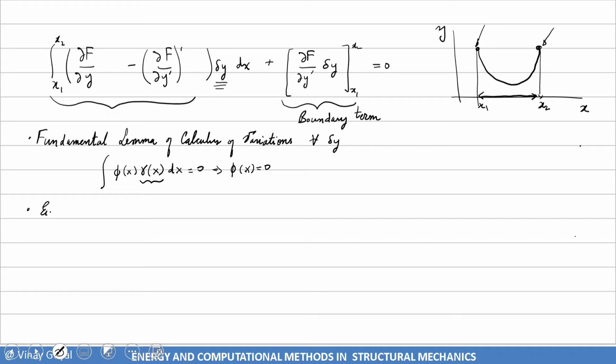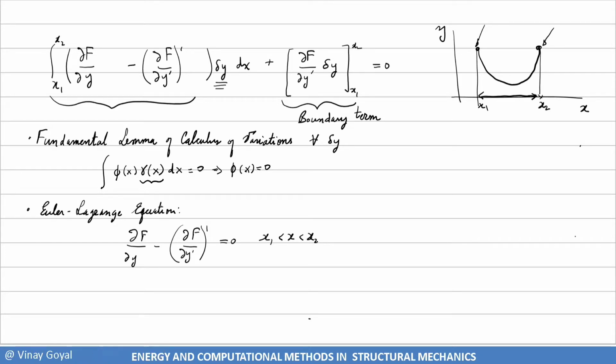And so that's called the Euler, they give it a name, so it's the Euler-Lagrange equation. And the Euler-Lagrange equation is the partial of f with respect to y minus the derivative of the partial of f with respect to y prime, equal to 0. And this is valid, be very careful, between x1 and x2 with the following boundary conditions. You have two conditions. You have the natural boundary conditions and the essential boundary conditions.